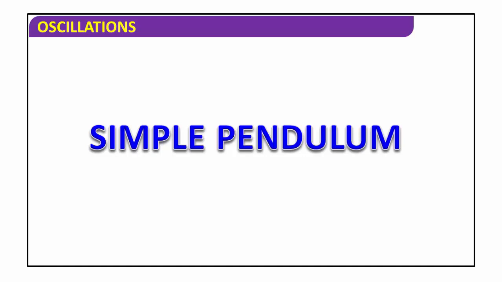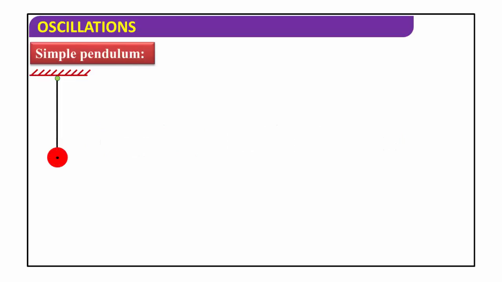Here a heavy point mass that is suspended by a weightless, inextensible and perfectly flexible string fixed to a rigid support is called a simple pendulum. How can you define the concept of a simple pendulum? It is a small spherical bob.